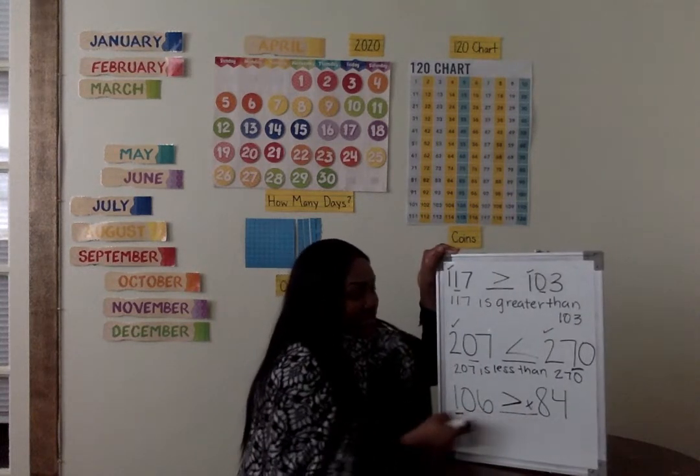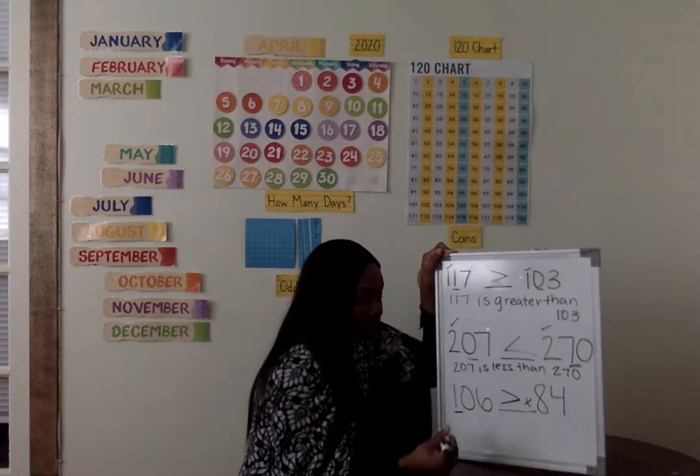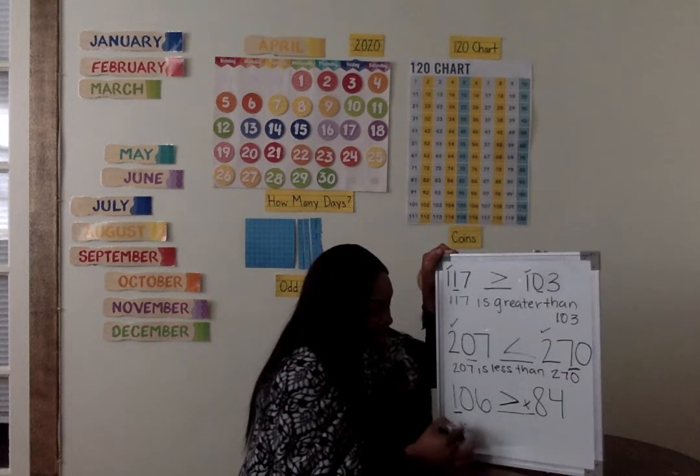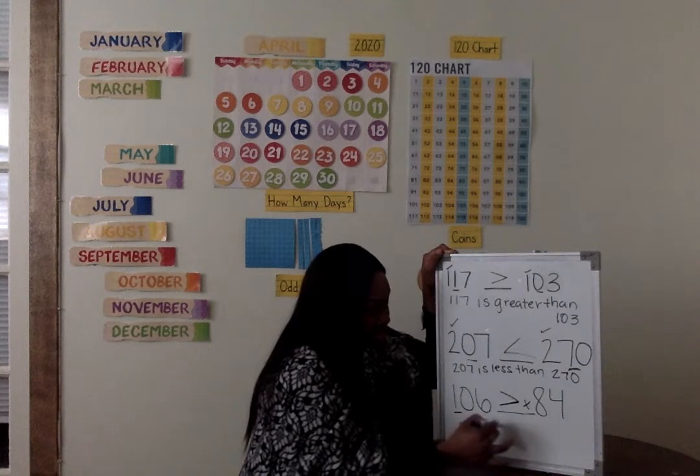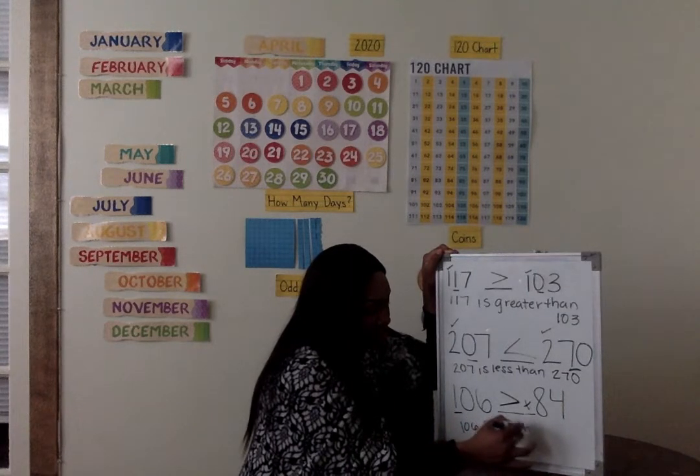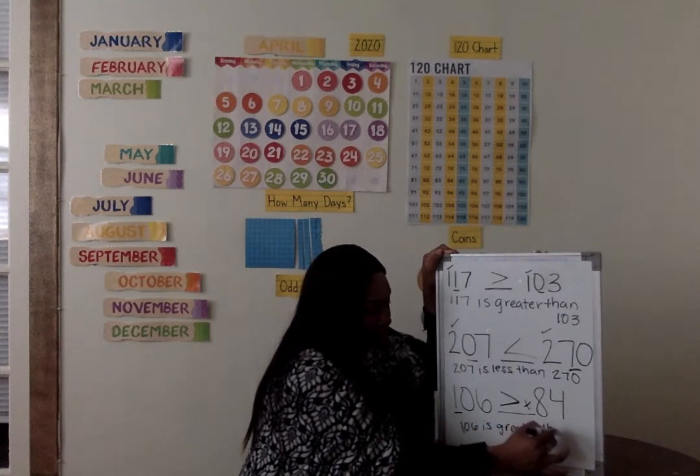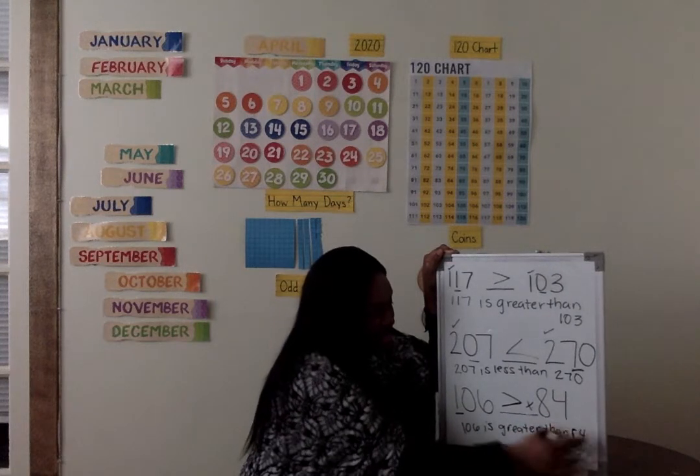How would I write this from left to right? That's right. I would write 106 is greater than 84.